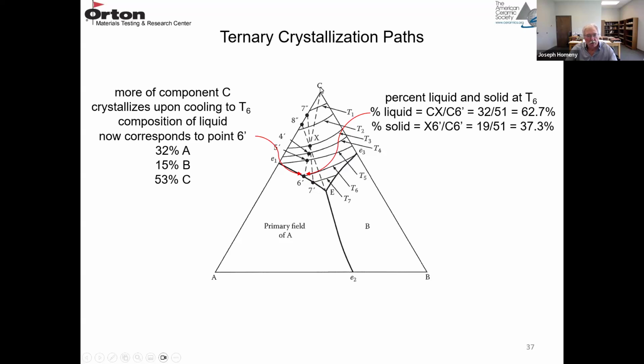So now our tie line goes from C to 6'. So from CX, that portion, over C 6', that's right here, that's the percent liquid, or 32% over 51. So now there's about 62% liquid. And then from X to 6', that segment over the entire tie line, C 6', is 19/51 or 37% solid.